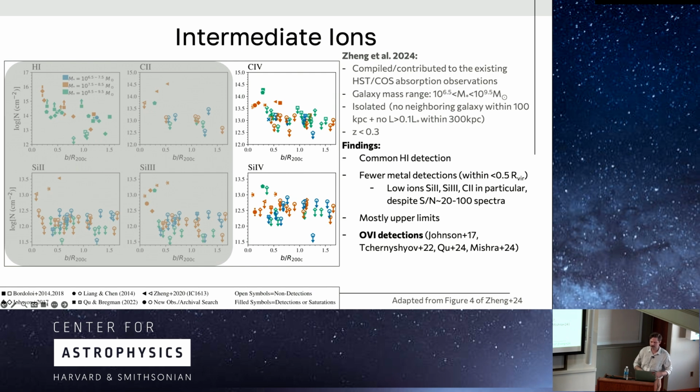If we move into slightly higher ions, we see a similar picture as well. You can see carbon-4 is slightly passing out past half a virial radius, but still a lot of non-detections in the outer CGM. In addition, what is not shown here and not covered in this work is that there have been oxygen-6 detections, like was covered previously. What that implies is that there is most likely a warmer component in the CGM around dwarf galaxies that these ions are not probing.